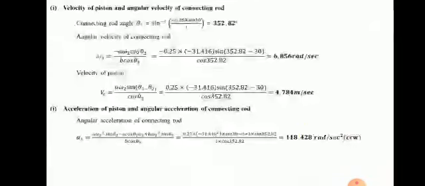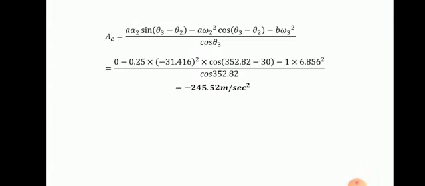plus, counterclockwise. Acceleration of the piston, AC, is equal to A alpha 2 sin of theta 3 minus theta 2, minus A omega 2 square cos of theta 3 minus theta 2, minus B omega 3 square, divided by cos theta 3. The final value of the acceleration of the piston is minus 245.52 meter per second square. This is the acceleration of the piston.